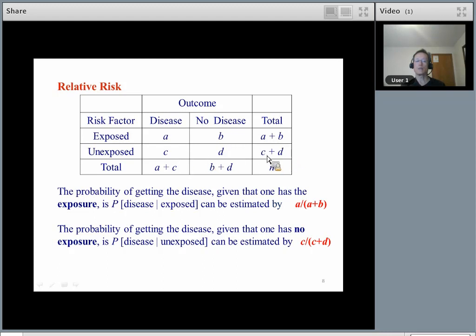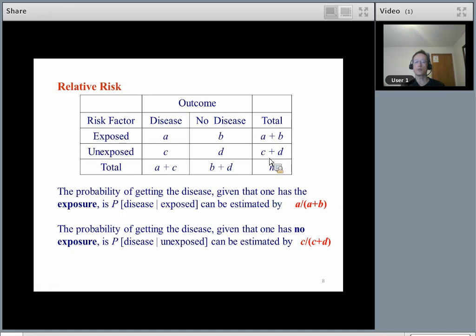Okay. Now, if we wish to figure out the conditional probability of having disease, given that you're exposed to the risk factor, that's A over A plus B, right? So that's the conditional probability of having disease given exposed. And then the conditional probability of having disease given non-exposed is what? C over C plus D, right? So we know these conditional probabilities.